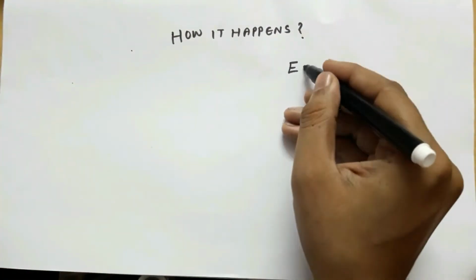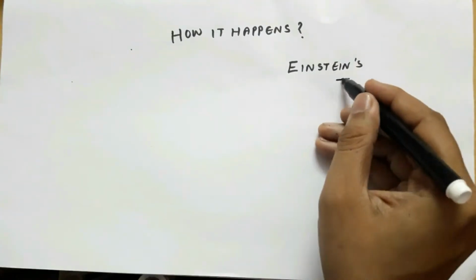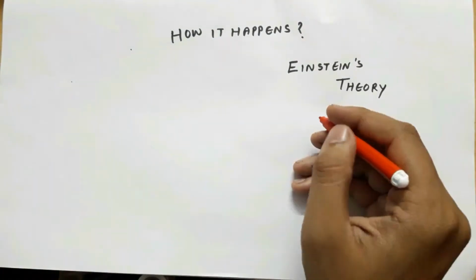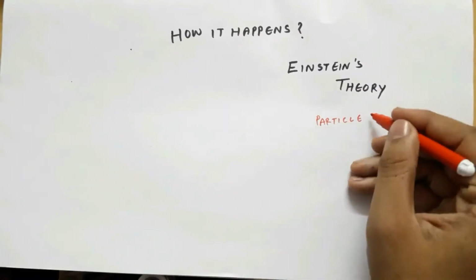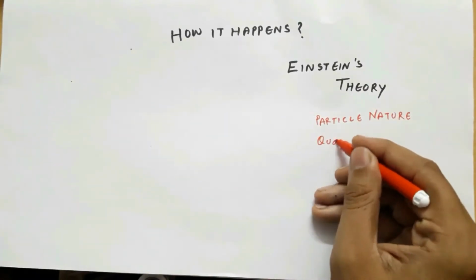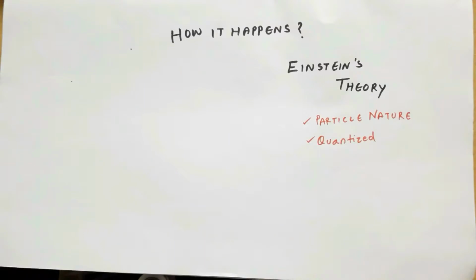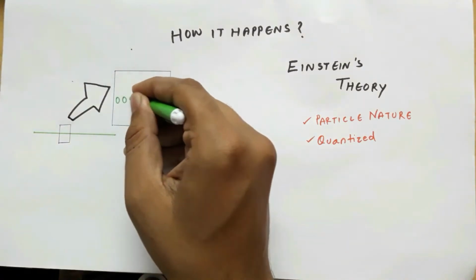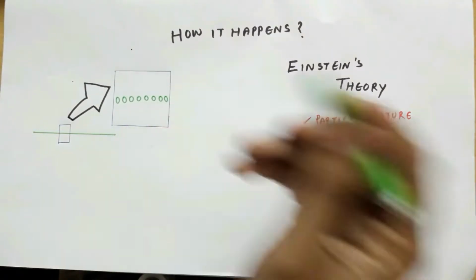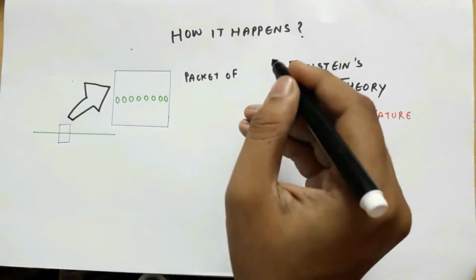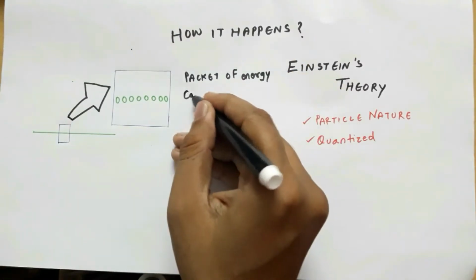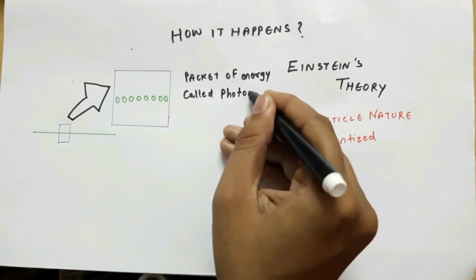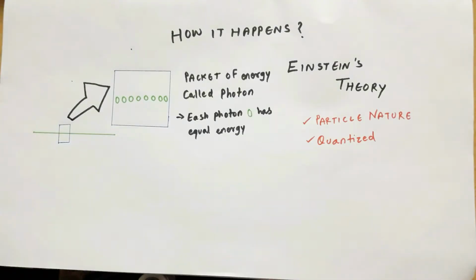Einstein's theory proposed that electromagnetic waves or light have particle nature and they are quantized. Let us understand what is quantized. In general, we see light as a straight line, but when we zoom in to the atomic level, we can see that light is discontinuous. It is small packets of energy called photons. Each photon has an equal amount of energy. This is known as quantization.